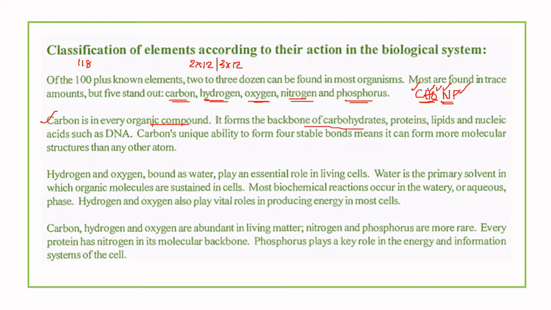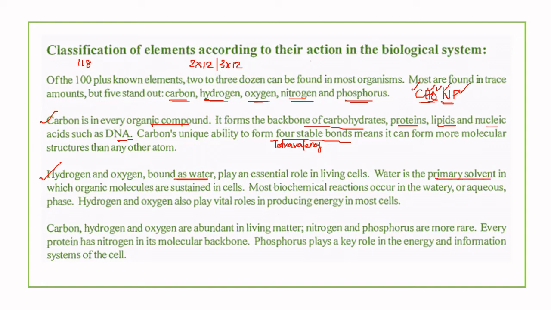Only one element, that is because of the carbon. It forms backbones of carbohydrates, proteins, lipids, and nucleic acids such as DNA. Carbon's unique ability to form 4 stable bonds, that is tetravalency, means it can form more molecular structures than any other atom. Hydrogen and oxygen bond as water, which plays an essential role in living cells. We know the importance of hydrogen and oxygen bonded as water. Almost 70% of the human body consists of water, right?